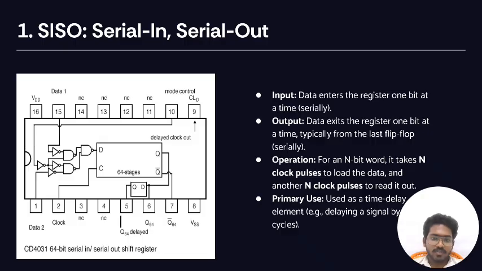Operation: data enters one bit at a time into the first flip-flop. And output data exits the register one bit at a time, typically from the last flip-flop. For an n-bit word, it takes n clock pulses. Primary usage: used as a time delay element.